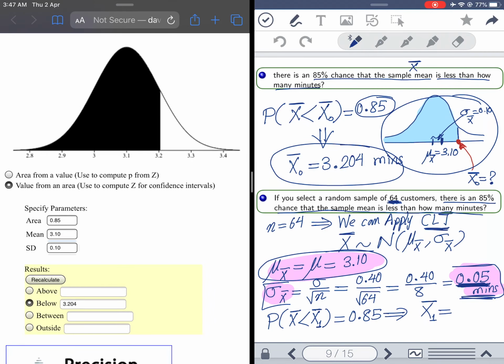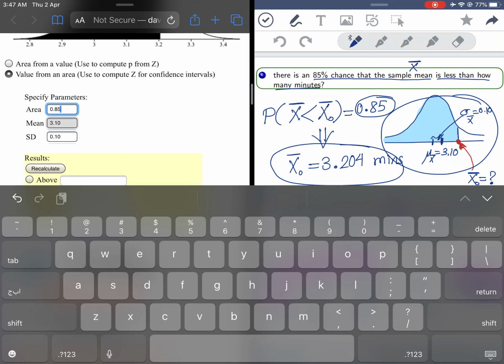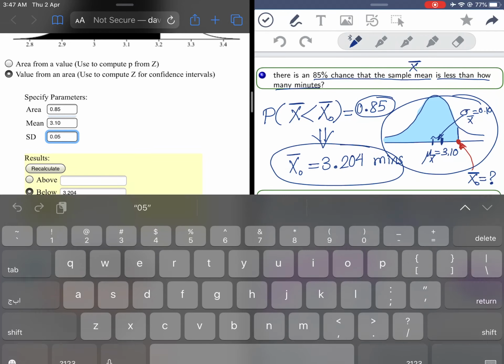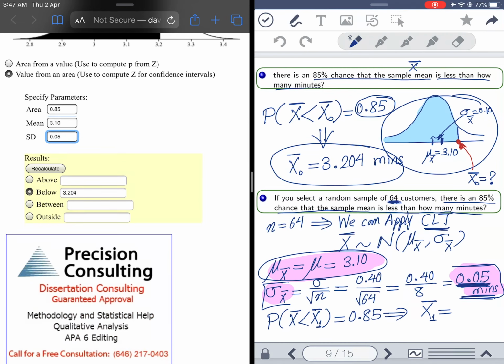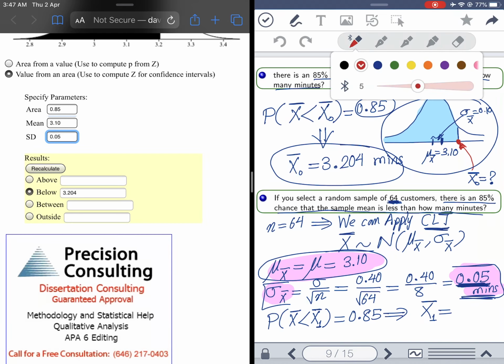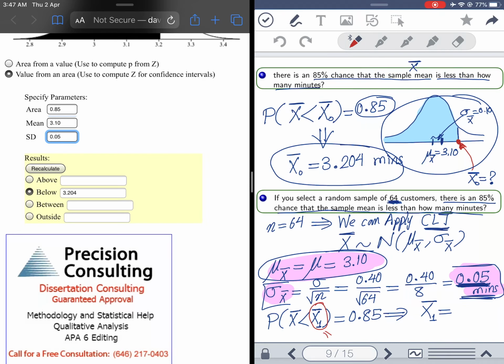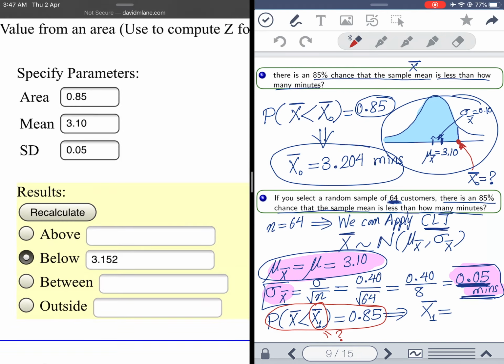So what I'll do is 85% again, same mean, but standard deviation changed. It became 0.05. And we want the area below. Because see here, this is the one that we want. The x, this is the one that we're looking for. So we want the area below it to be 85%. We have the area, we want the value. So now calculate. So we get the answer here, 3.152.